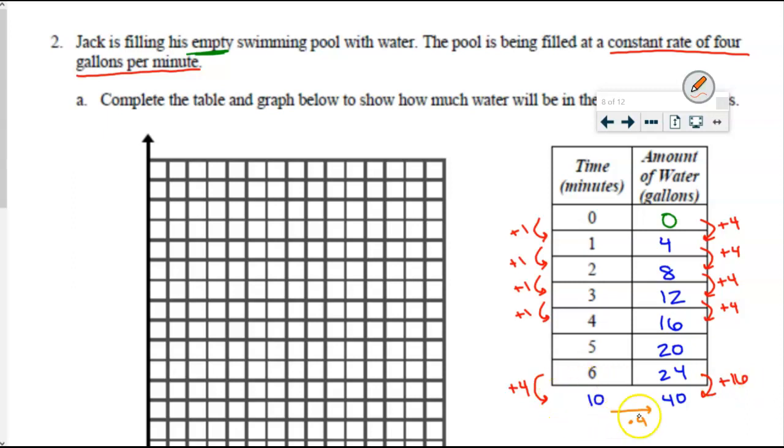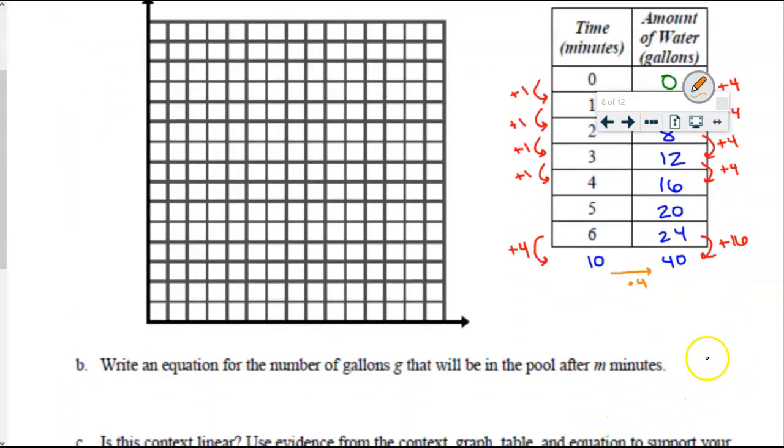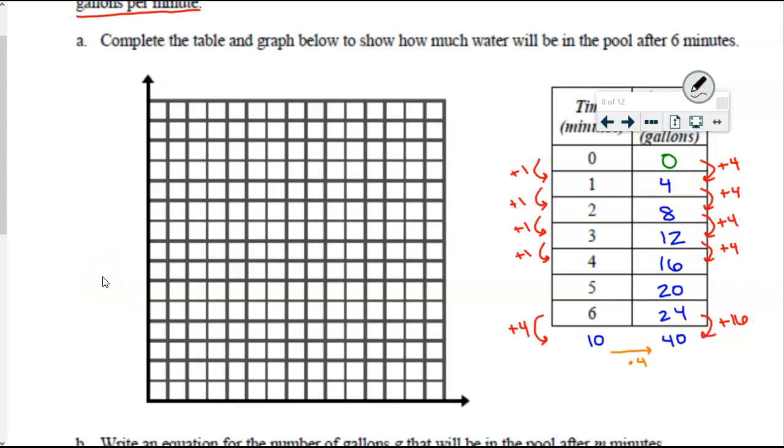Lots of ways that we can do this. Here's the easiest way. How am I going across the table? 10 multiplied by 4 is 40. We'll get there. That's an equation, part B. Let's hurry and finish graphing this though.